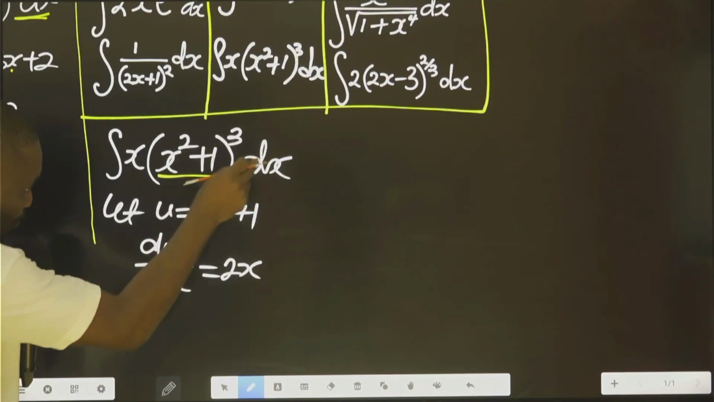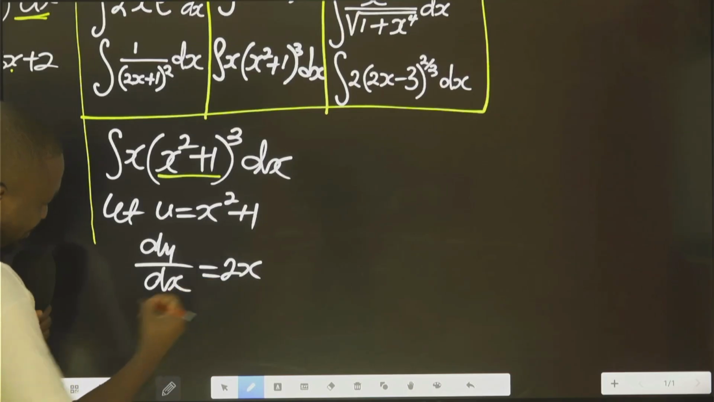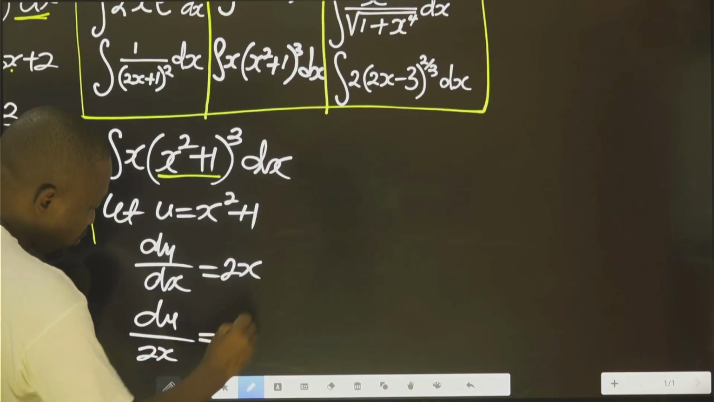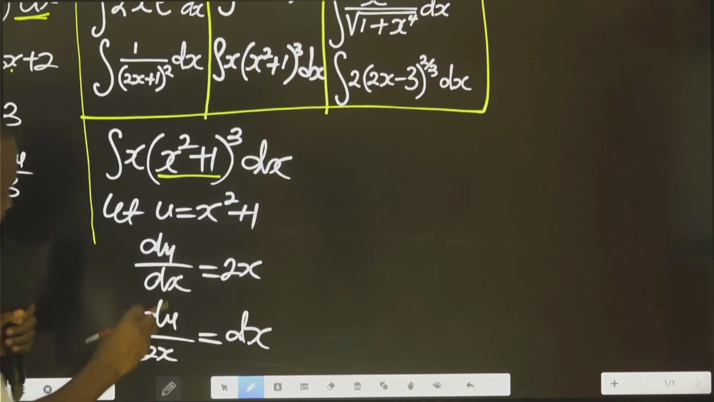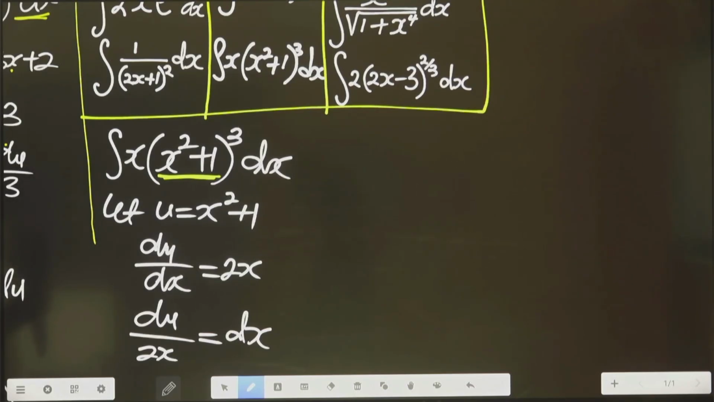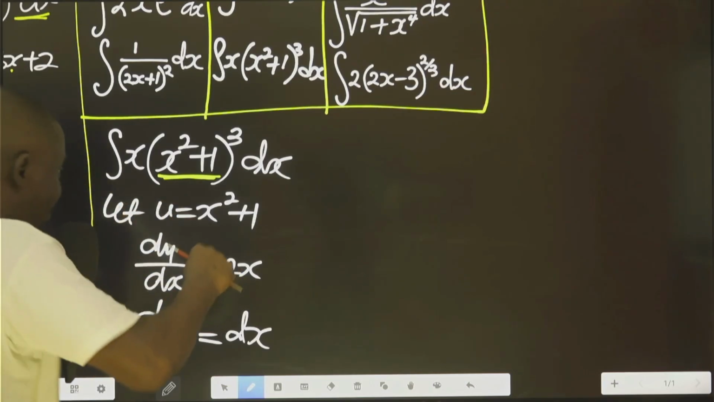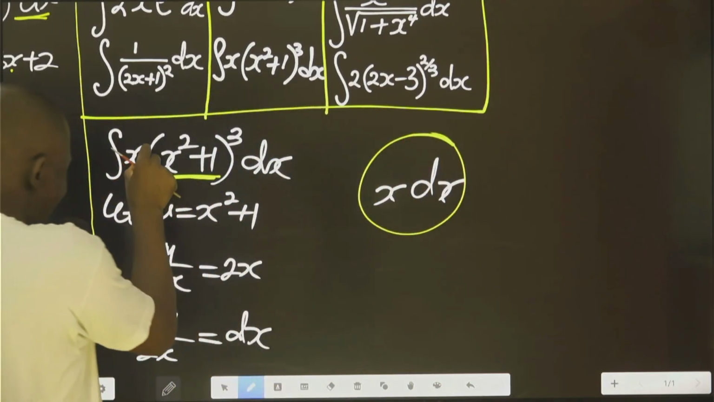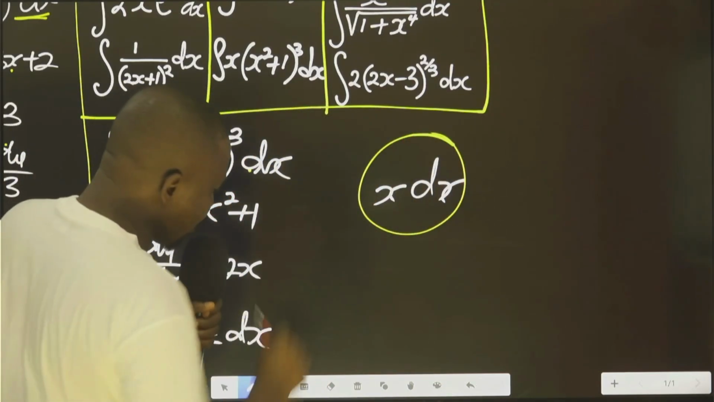Now we want to replace the dx, right? We need to make dx the subject of formula. So du over 2x equals dx. Now I have something to replace this. But the problem is that if I replace this, x is still here. That is an issue. It means what I actually want to replace is x dx. These two I want to replace.